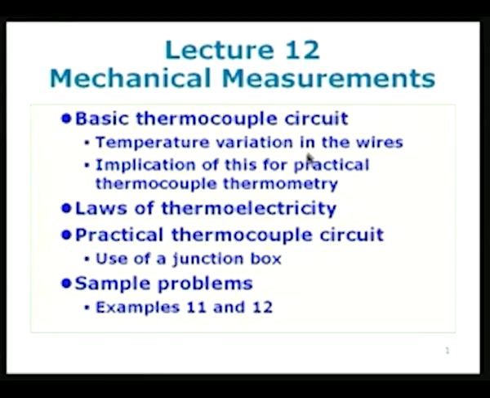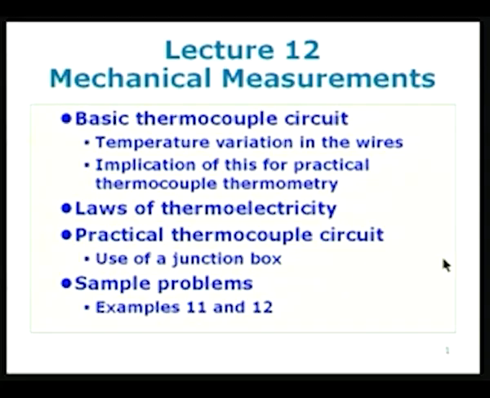We in fact described the basic thermocouple circuit. We also looked at the temperature variation in the wires. We will again do the same thing here, because this has some practical implications, and having done that, we will look at some more laws of thermoelectricity. There are 3 of them. These are very useful in the practice of thermoelectric thermometry. Then we will look at what is called the practical thermocouple circuit, and we will discuss briefly the use of a junction box, and we will round off the lecture with probably 2 problems depending on the time available.